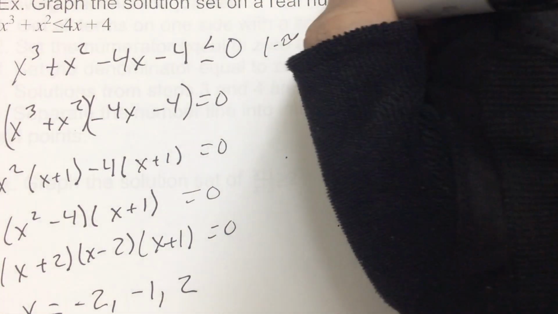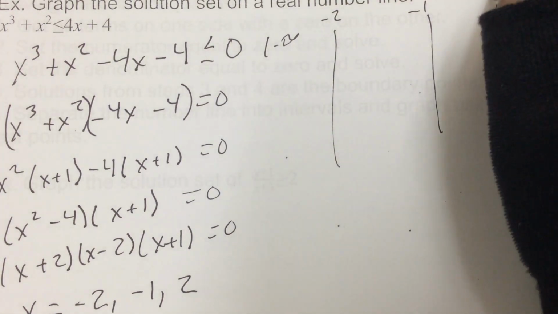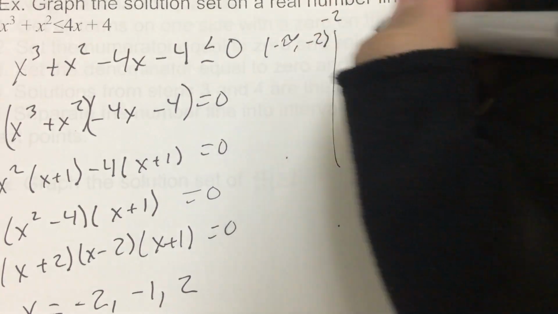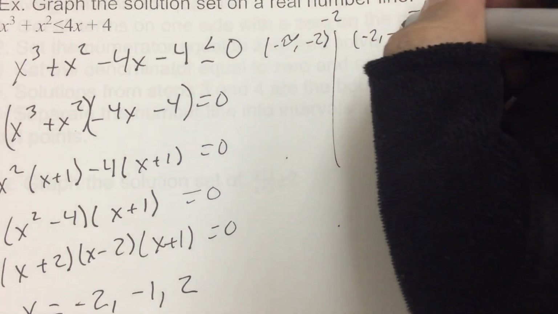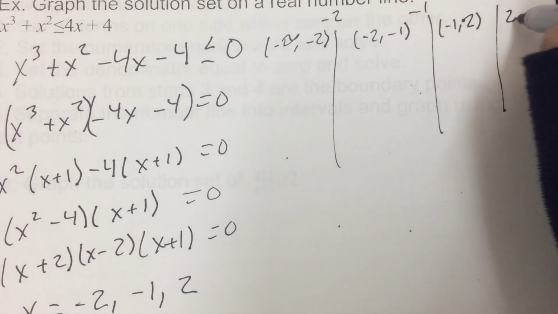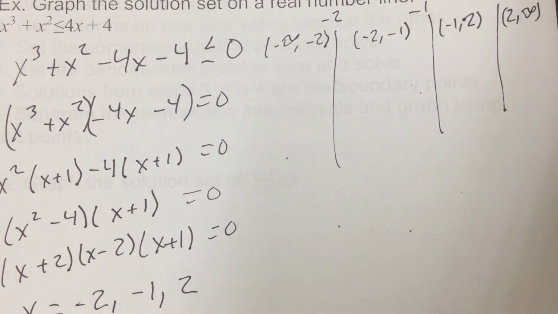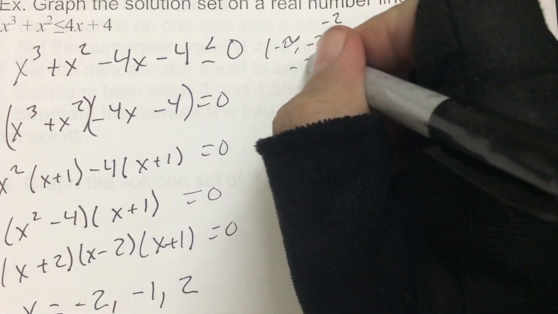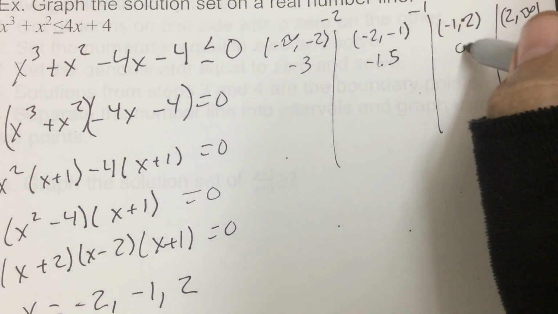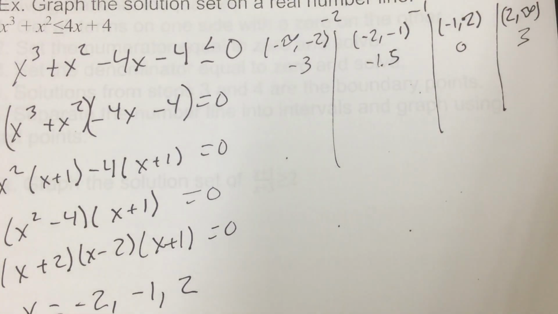So again, we're breaking this up from negative infinity. Oh, I should put my boundary points in. So negative 2, negative 1, and 2. So negative infinity until -2, -2 to -1, -1 to 2, and then 2 to infinity. So first one, test value, I'm going to do -3. Here, -1.5. I'm going to do 0 and 3.